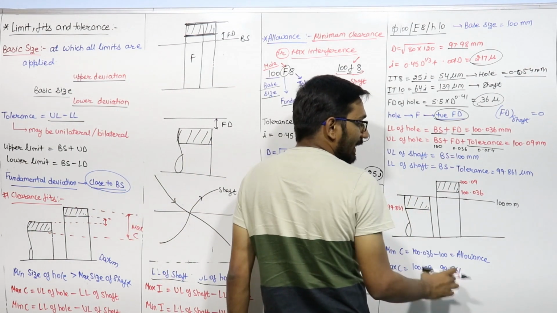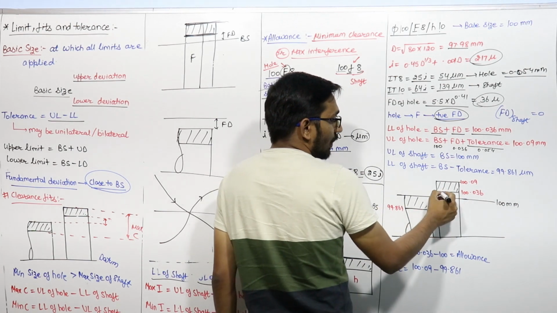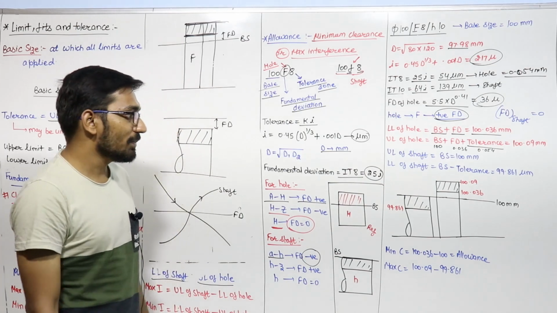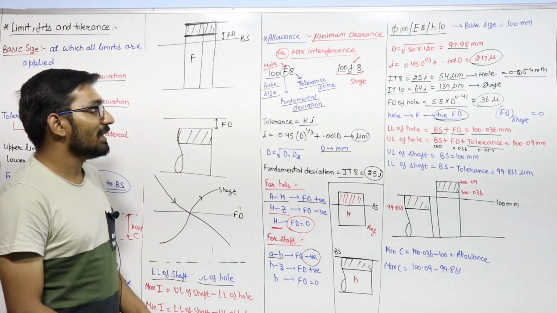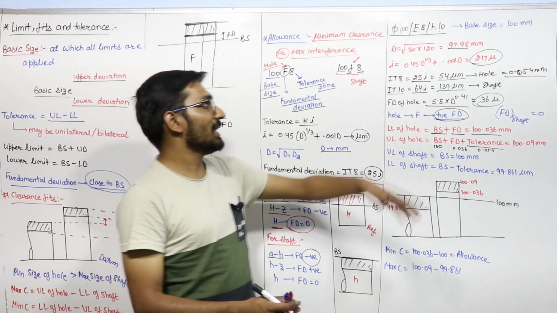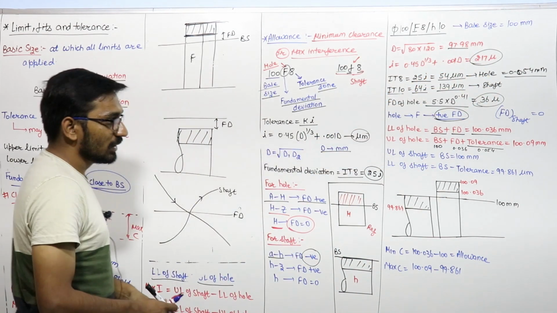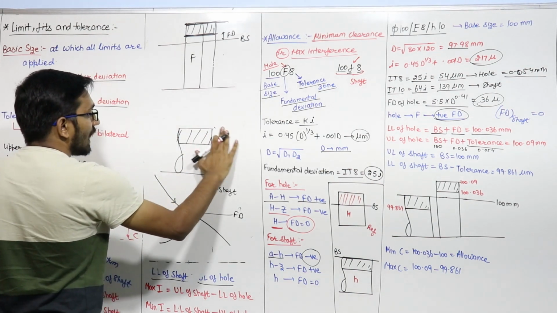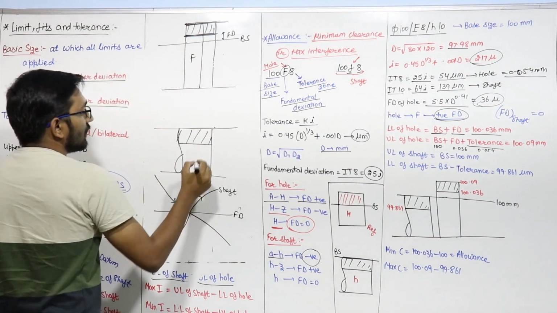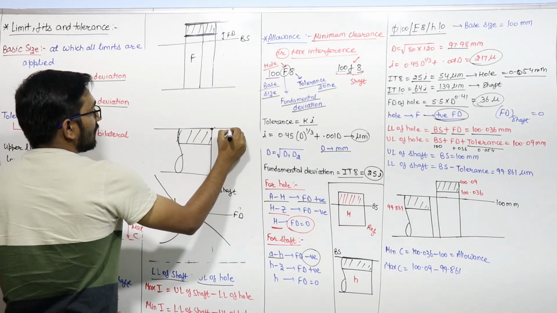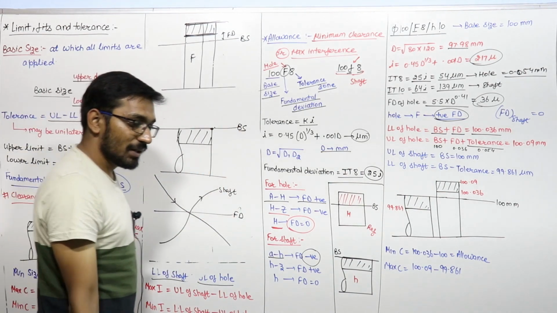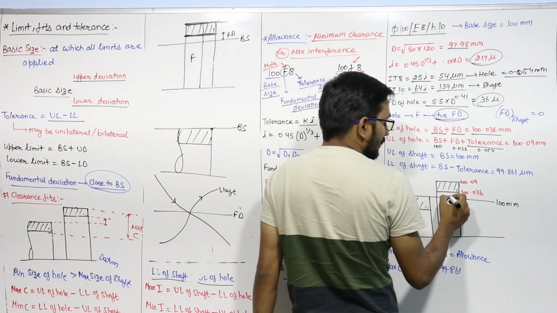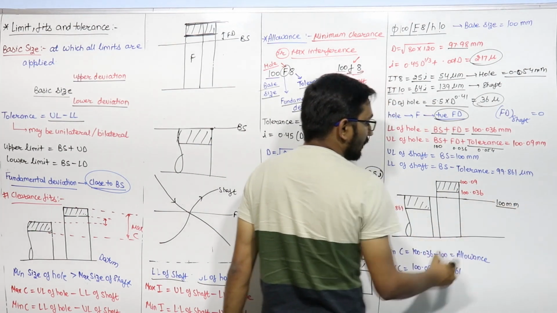If I represent the hole here, this is 100 mm, this is the lower limit 100.036, this is the upper limit 100.09. Comes to the shaft. The fundamental deviation of the shaft will be 0 because it is small h; for small h, it is 0. So that means if the fundamental deviation is 0 for the shaft, the upper limit of the shaft will be equal to the basic size. So this will be the upper limit of the shaft, that is 100 mm.